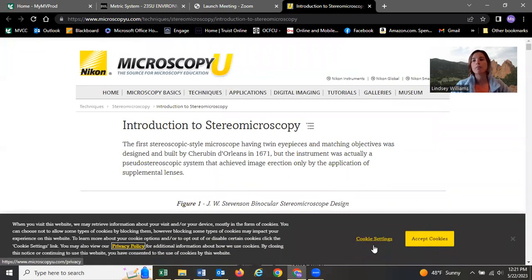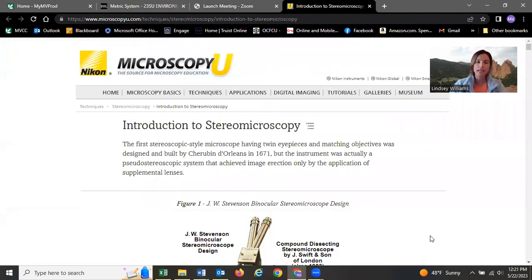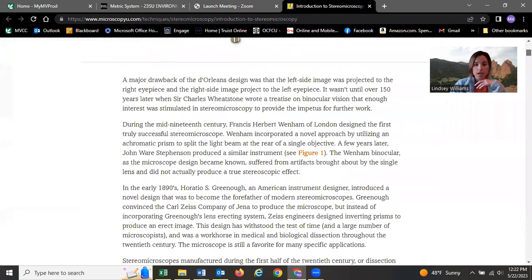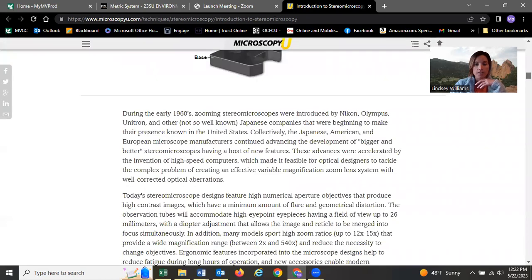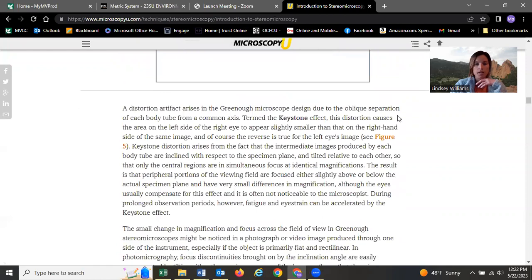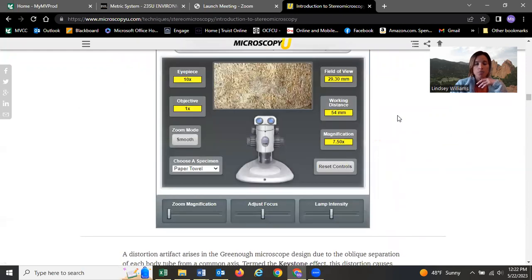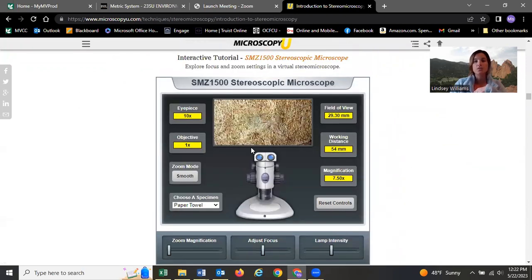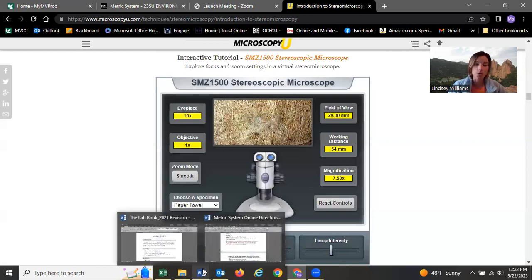And there's quite a bit of reading to read through here. You don't need to read all of it. It's like the history, okay, of the stereoscopic microscope. We're just going to scroll down and we are going to find the virtual scope. And here it is. Don't scroll past it. It will load. And this is what you're going to be working with for that particular activity.